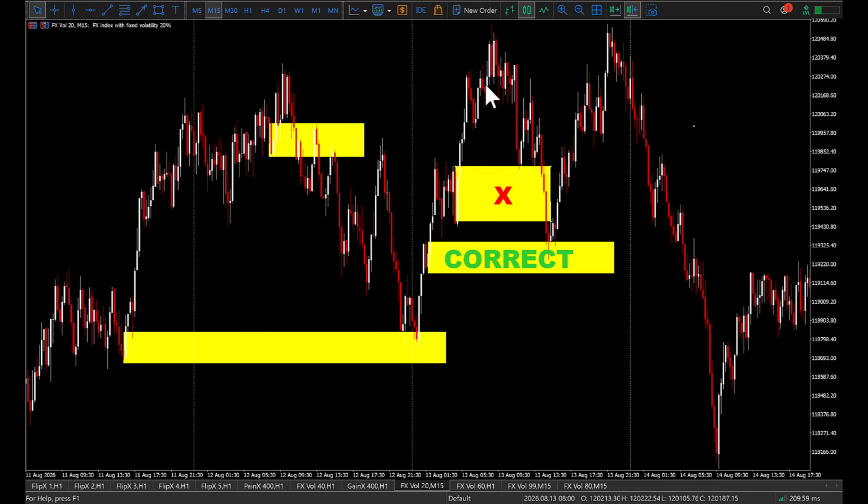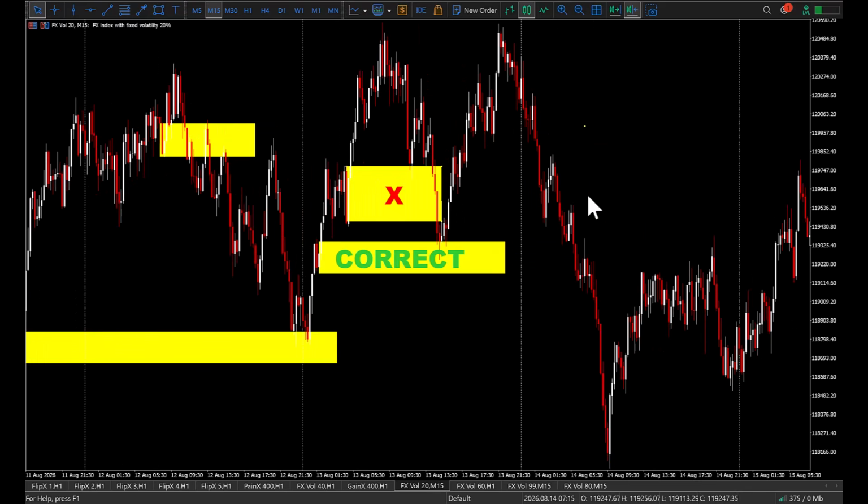Why do 80% of order blocks fail? Because most traders draw a box on every single last down candle before an up move and pray it holds. That is gambling and not trading. So in this video, I'm giving you my exact order block validity matrix, a strict 3-step filter system that instantly separates high probability institutional zones from fake retail traps.